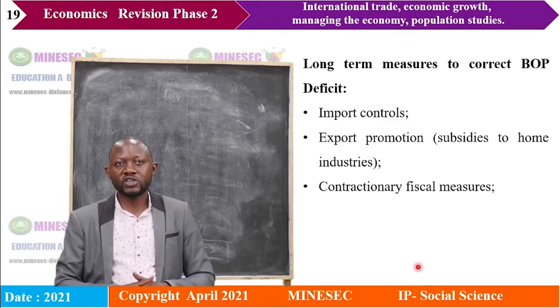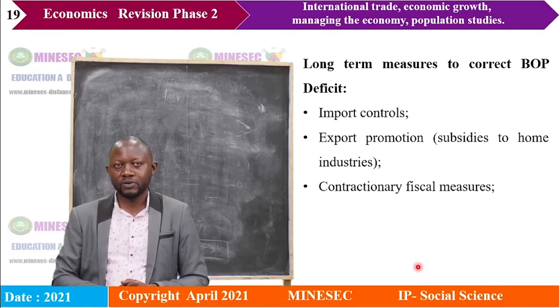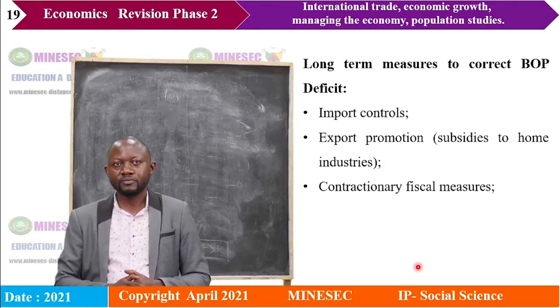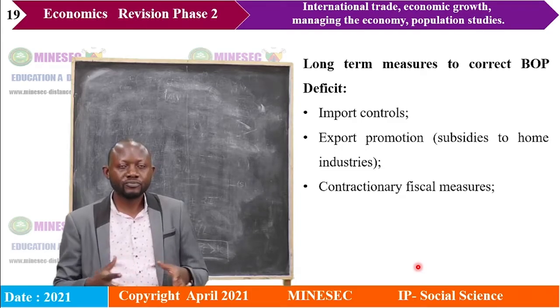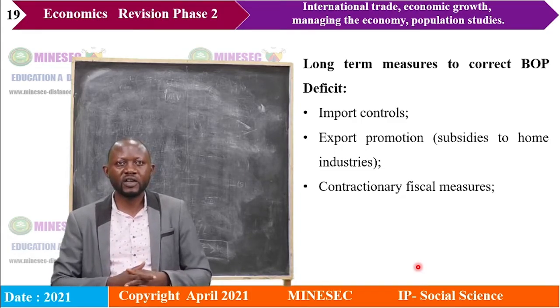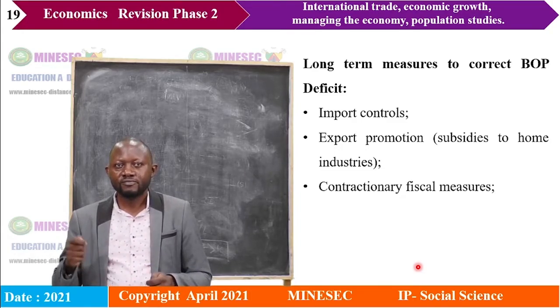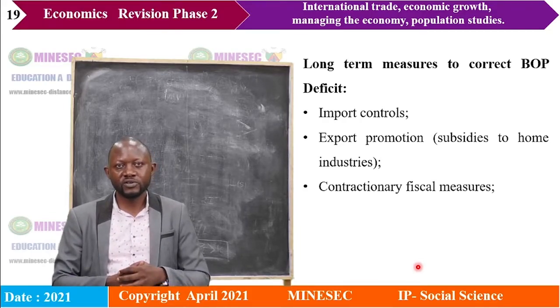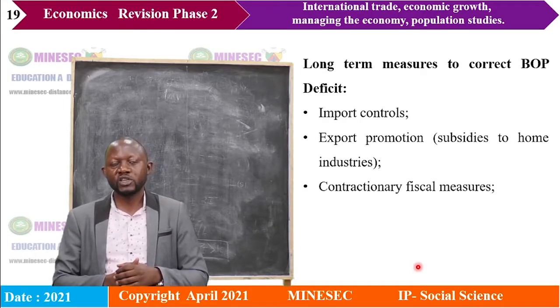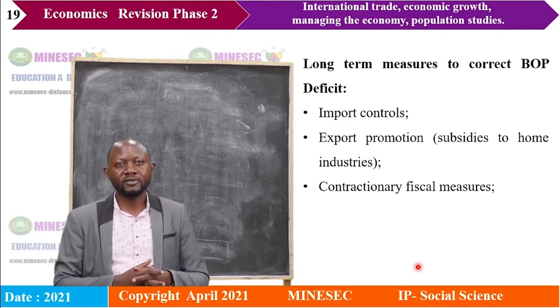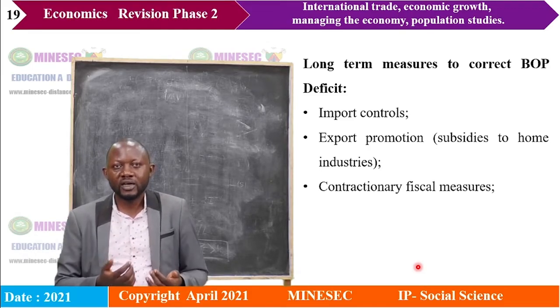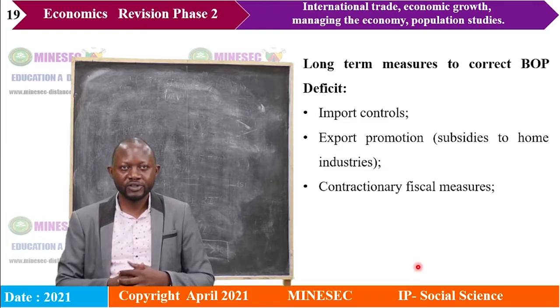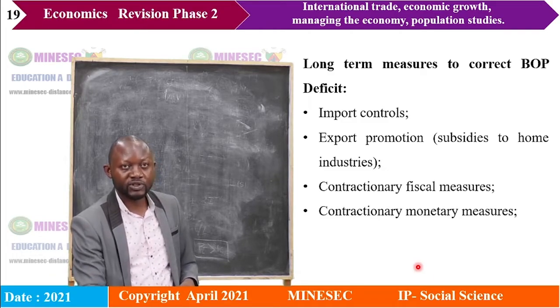We look at contractionary fiscal measures and policies. The government could use contractionary, or what we call deflationary, fiscal measures, such as increasing direct taxes and reducing government expenditure. That is going to lead to a reduction in aggregate demand. And when aggregate demand reduces, the amount of imports will surely be reduced. And that will correct the situation.